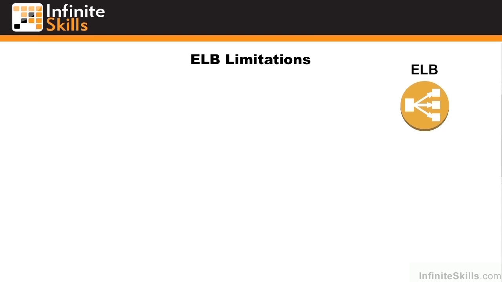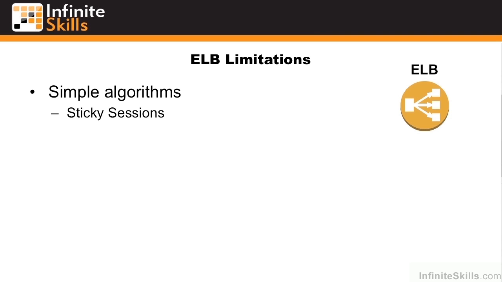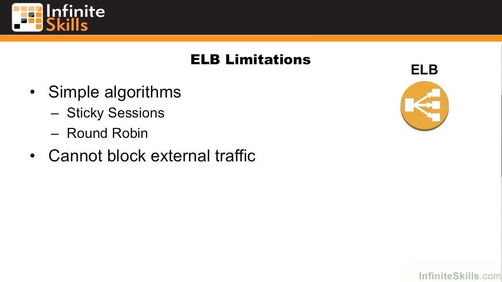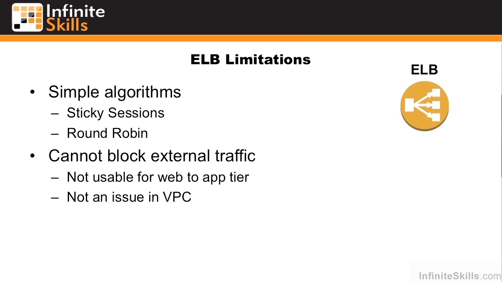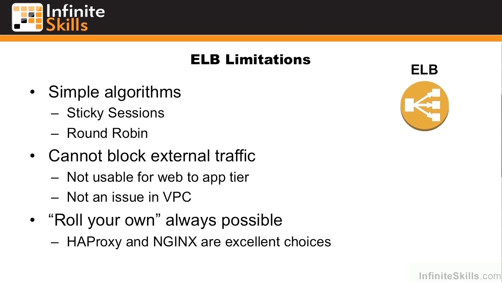The ELB does come with some pretty strict limitations. It has very simple algorithms. You can either choose from sticky sessions, where users talk to only a single EC2 instance, or you can do round robin among the instances, which is preferred. You want to try to avoid state or sticky sessions in your architectures. It also cannot block external traffic, which makes it a poor choice for balancing in the web to app tier. This wouldn't be an issue in your VPC because your VPC can be locked down to only specific traffic. You can also roll your own load balancer at any time, with HAProxy and Nginx being probably the most popular choices.